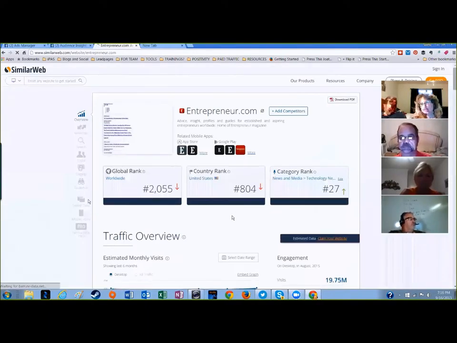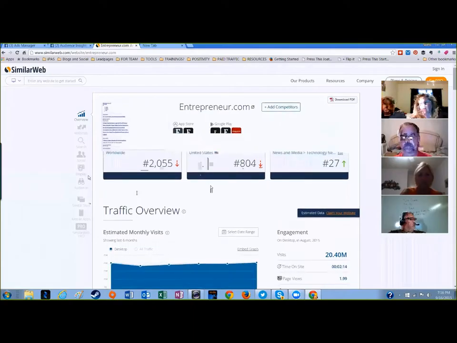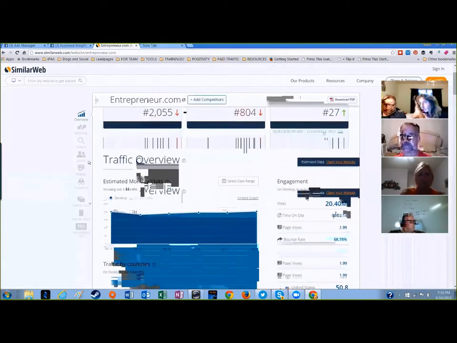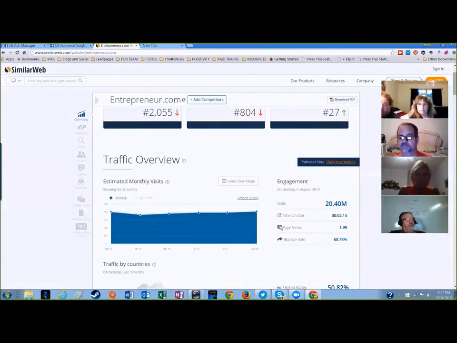And you can see that Entrepreneur Magazine is rated 804 out of all of the United States and 2,000 worldwide, which is really, really great. Their visits are 20.4 million visits, which, if you can find one that's over 300,000, that's good. Anything over 600,000 is awesome.